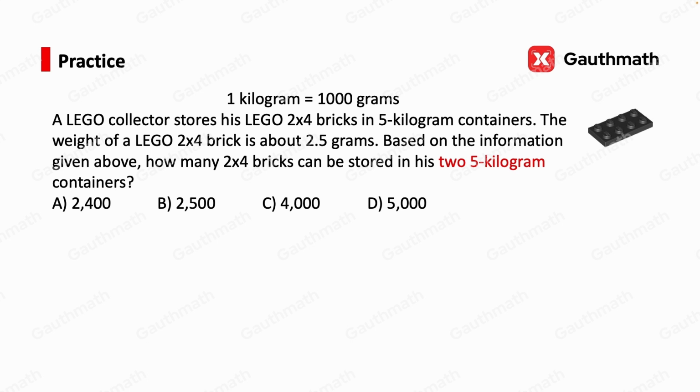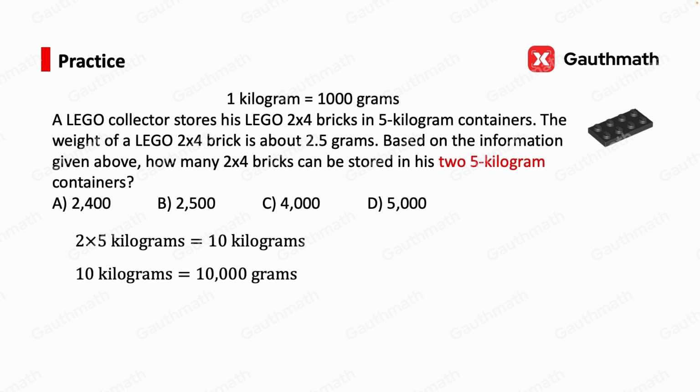Well, okay, so this question is pretty straightforward. There are 2 5 kilogram containers. That's 10 kilograms in total. And based on the information given, 1 kilogram equals 1,000 grams. So 10 kilograms is 10,000 grams. And we know each 2x4 brick is about 2.5 grams. So 10,000 divided by 2.5, and that's 4,000 bricks that can be stored in the 2 5 kilogram containers. Okay, C.